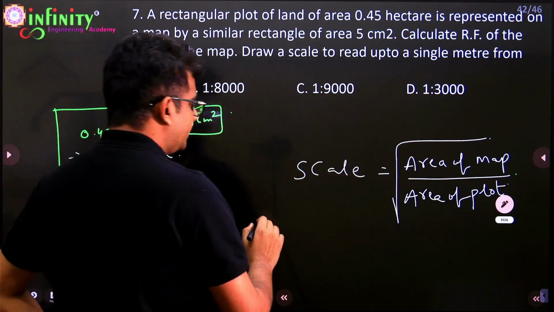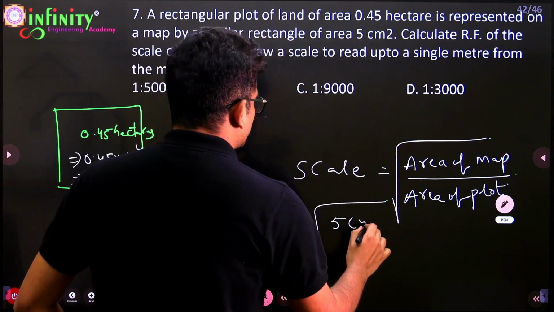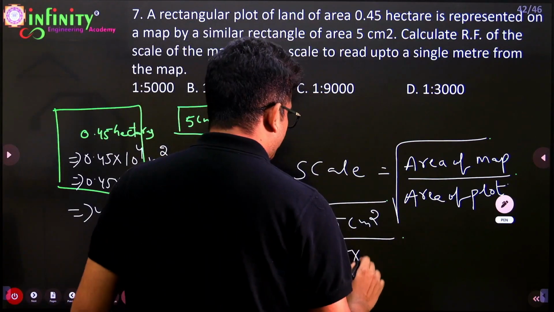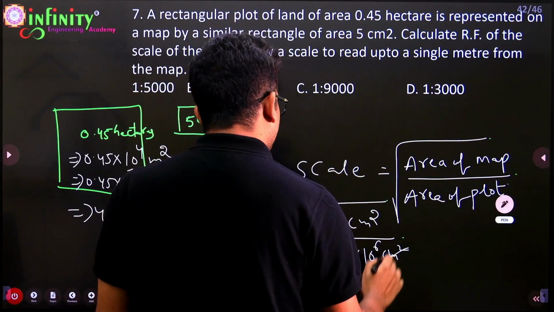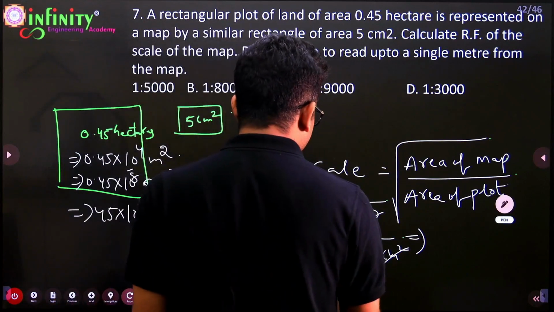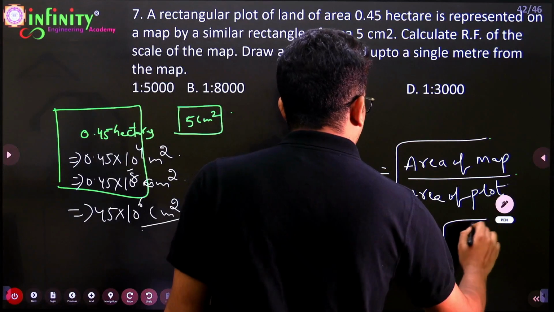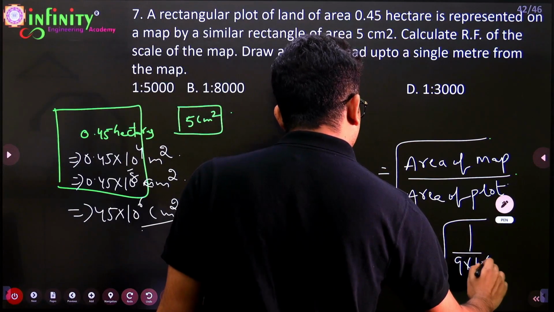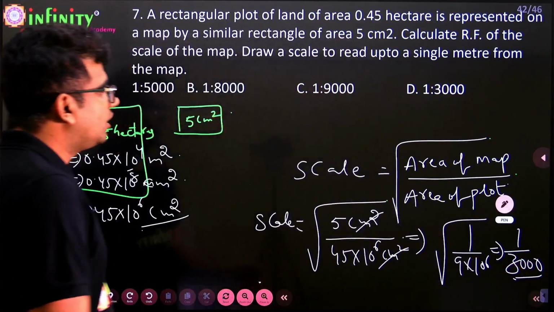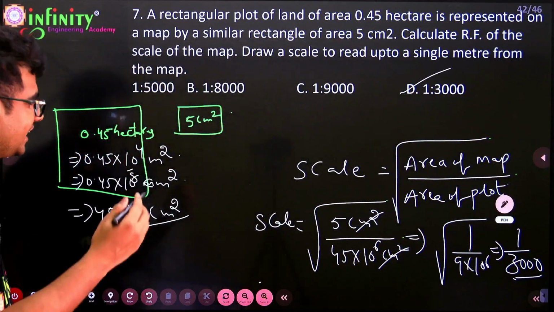So now just substitute them here. Scale equals area of map, 5 centimeter square, divided by area of plot, 45 into 10 power 6 centimeter square. So centimeter square gets cancelled. Then what remains is 5 by 45 into 10 power 6, which can be written as under root of 1 by 9 into 10 power 6, which is equal to 1 by 3000. So the answer is 1:3000. Okay, 1:3000, so that is the answer.